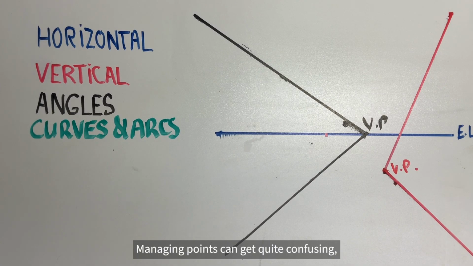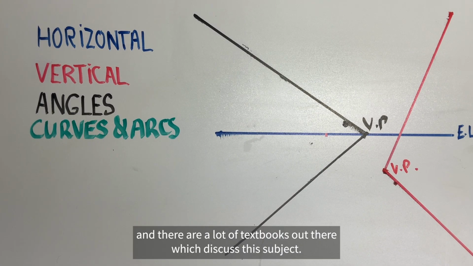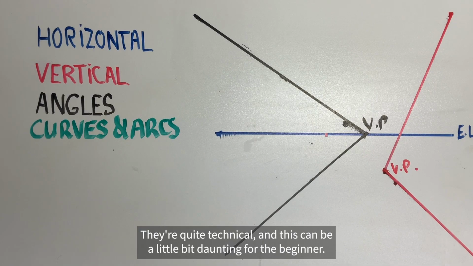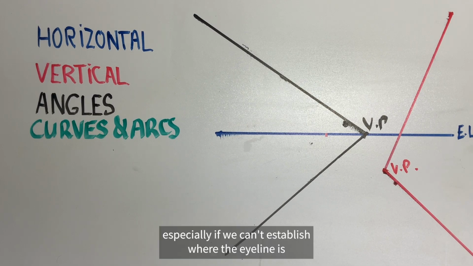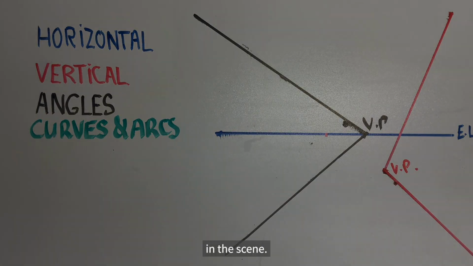Vanishing points can get quite confusing, and there are a lot of textbooks out there which discuss this subject. They're quite technical, and this can be a little bit daunting for the beginner. So what we need is a method for assessing angles, especially if we can't establish where the eye line is in the scene.